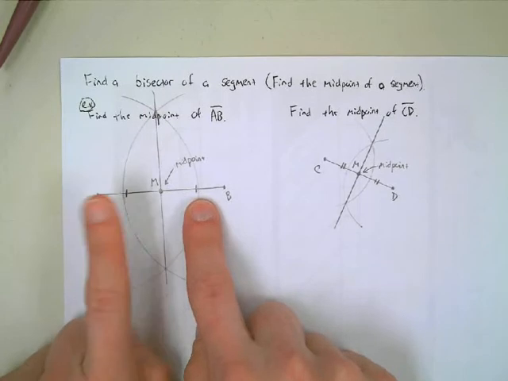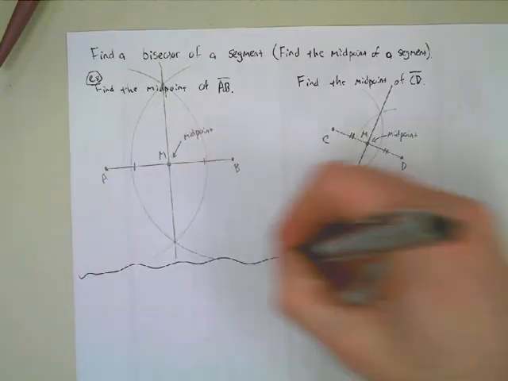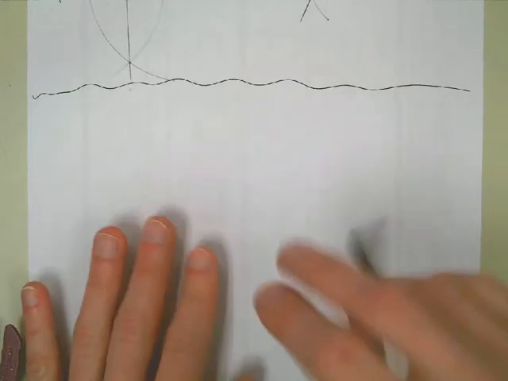All right, one more. Last construction. I have some practice for you after this one. So we're going to find the angle bisector.